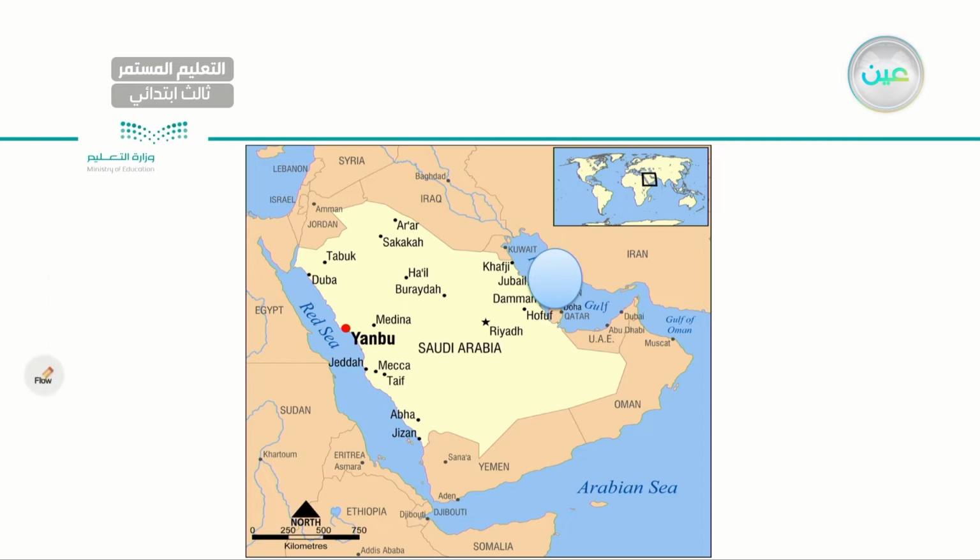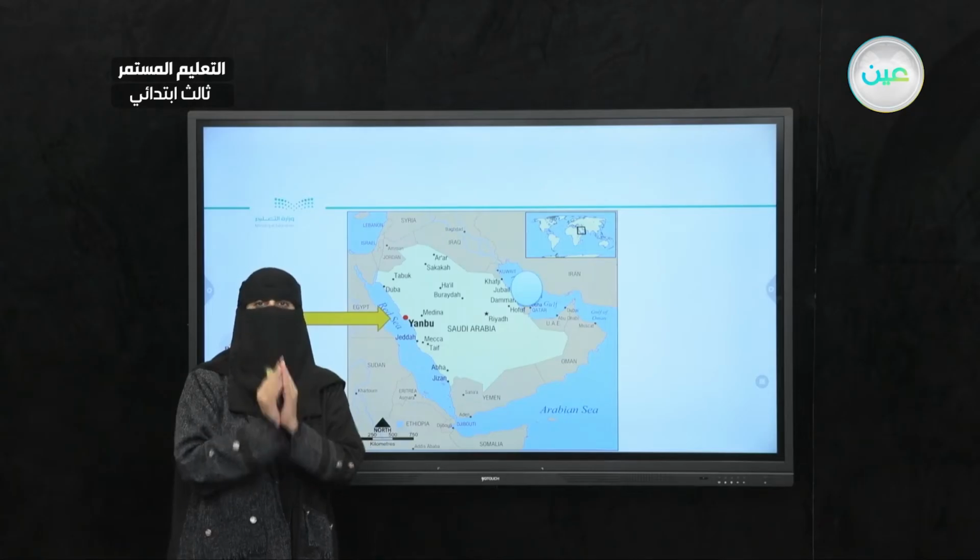Now, as you can see here, my dear student, and this is very important, this is a map that shows Saudi Arabia and some big cities in Saudi Arabia. But today we'll be talking about one city, okay, because it's very special. I tried to put a red dot next to the city. The city is called Yanbu, okay.